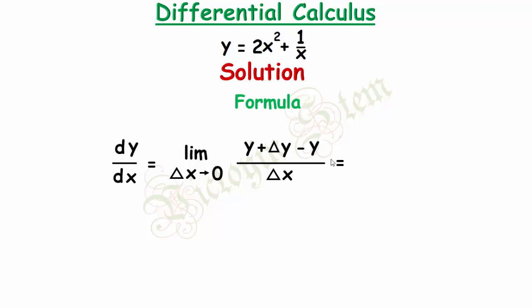So I will replicate this as the limit as delta x approaches 0 of delta y divided by delta x, because y minus y equals 0, so we'll be left with delta y divided by delta x. So this is the formula I'm going to be using to solve this problem from first principle.